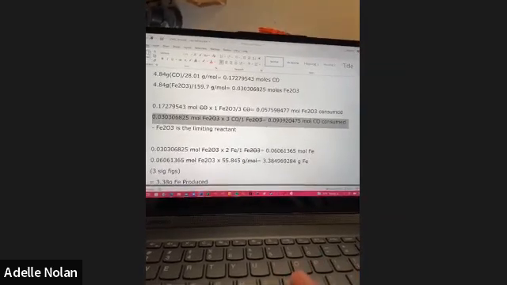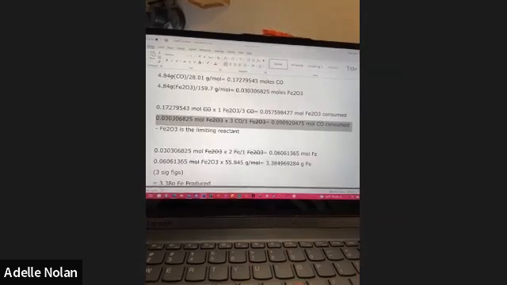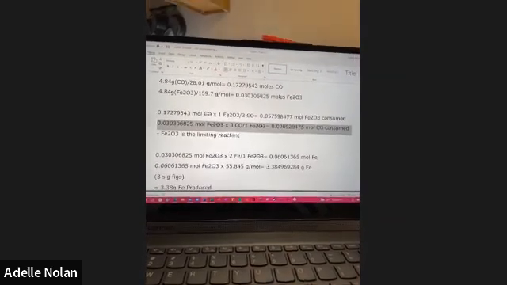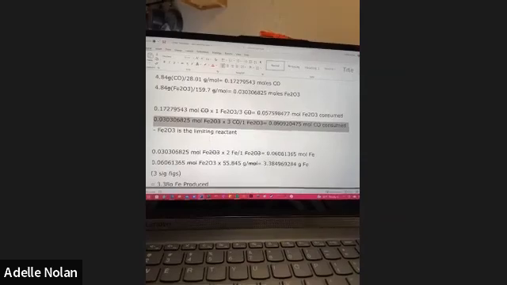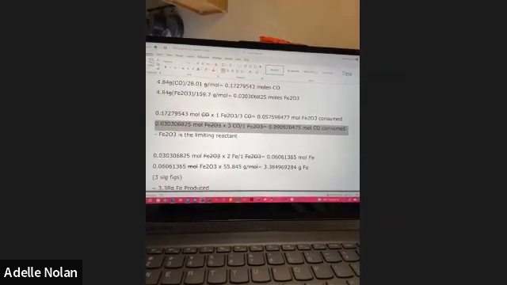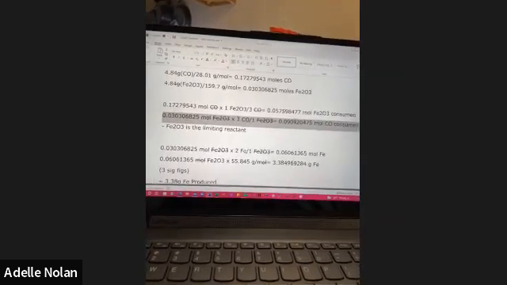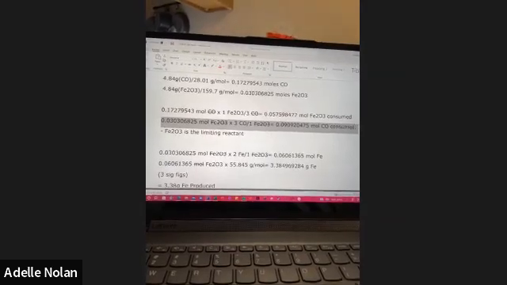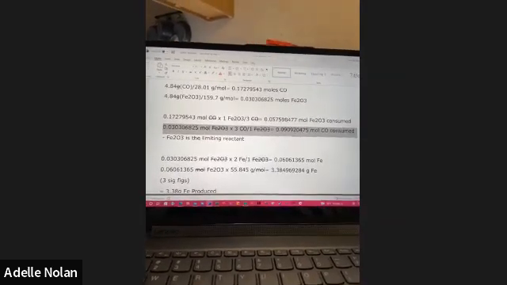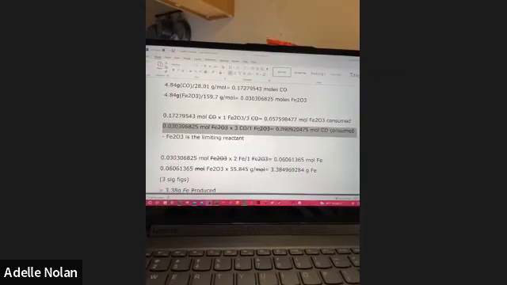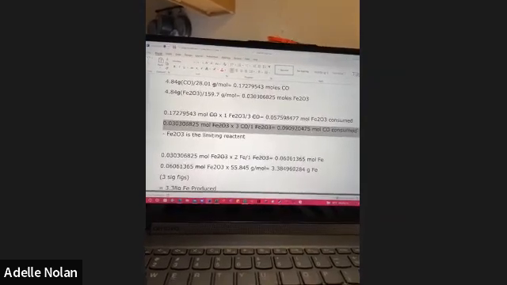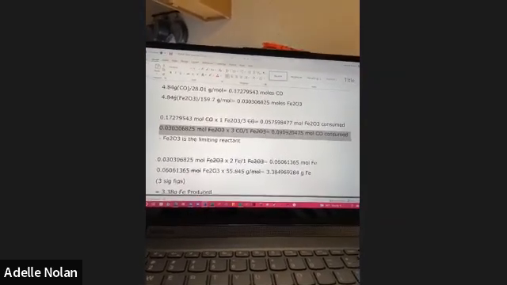So I have the 0.030306825 moles of iron oxide. Once again, you do the equation. We have the 3 carbon monoxide on top and the 1 iron oxide on the bottom. And then the iron oxides cancel out and you're left with 0.090921475 moles of CO consumed.